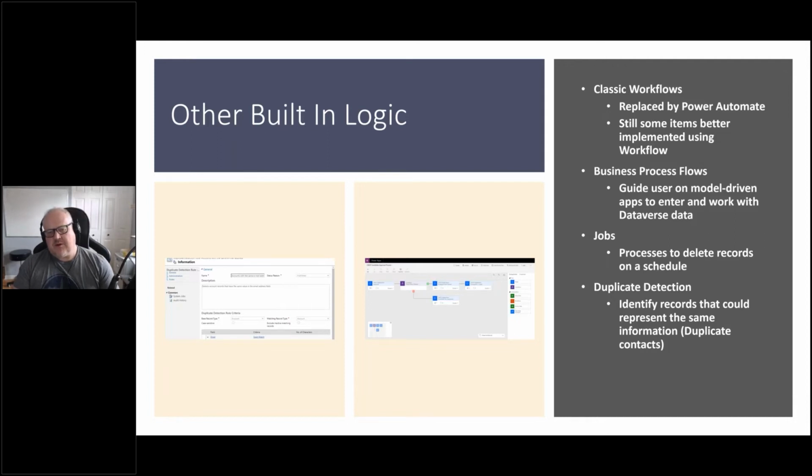There also is business process flows. And again, this is more of a user interface type thing where it can guide users using a model-driven app to enter data in a certain sequence, and based on how they enter it, it can do some branching and some different logic there. There's also jobs, so we can delete records on a schedule or do some other kind of updates. And again, we have that duplicate detection. So we have those different built-in logic features directly within Dataverse.